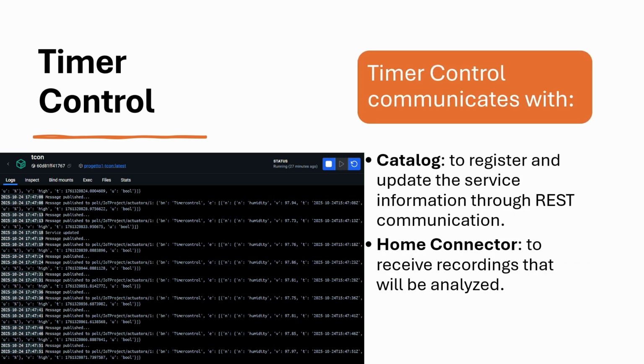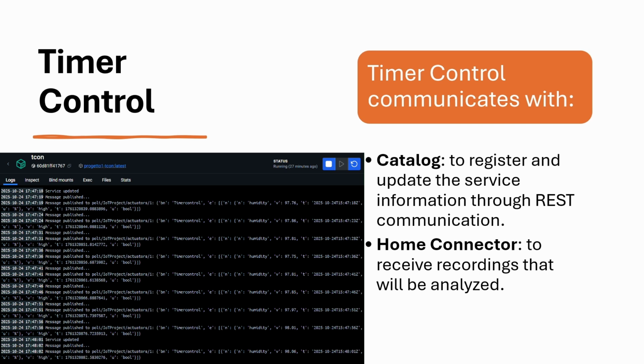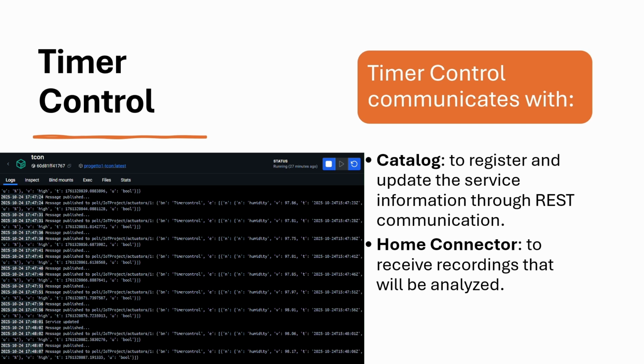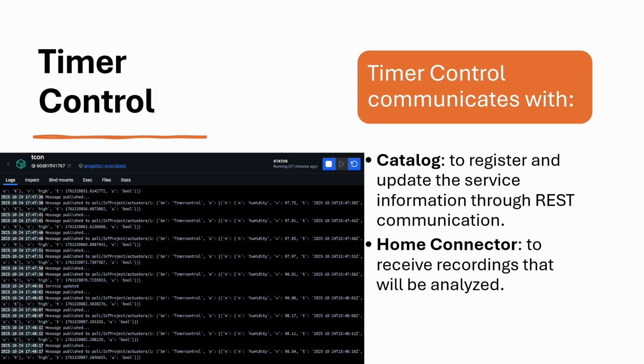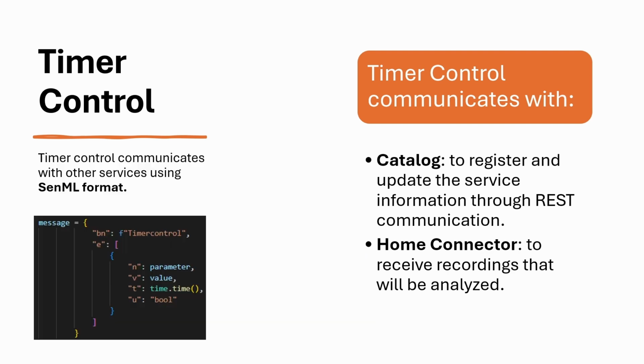The control also exploits SenML format to send the actuation messages that are the results of the analysis of the received parameters. Timer control communicates with catalog to register and update its information, so the services information, and with the home connector to receive the recordings.